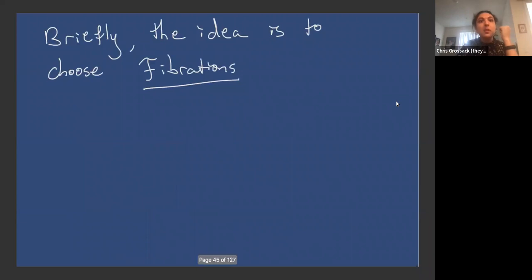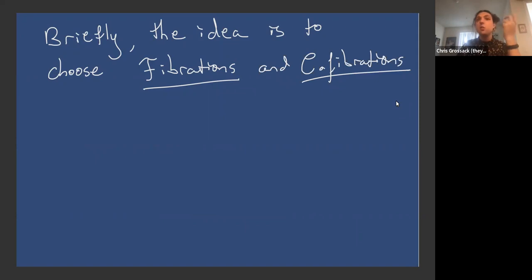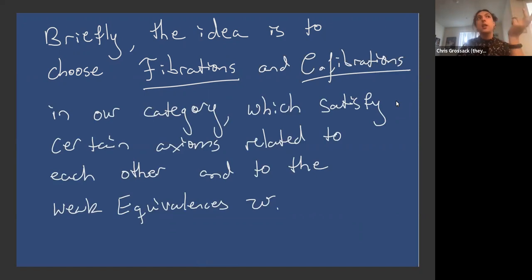So briefly, the idea is that we're going to choose fibrations and cofibrations in addition to the weak equivalences in our category, and they should satisfy certain axioms telling us that they behave nicely with the weak equivalences, and most importantly, fibrations and cofibrations should lift against each other. So if you have a commutative square where the left side is a cofibration, the right side is a fibration, and one of the two of them is a weak equivalence, then we're going to be able to fill a diagonal in a way that's going to come back later on in this talk. I'll have a picture that I can point you to, because this is sort of the reason that path induction works in a certain sense.